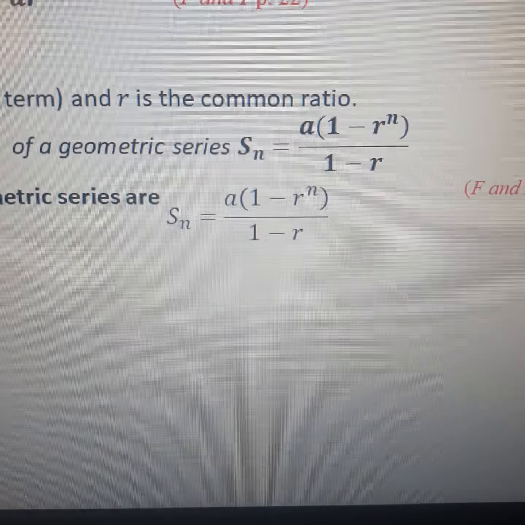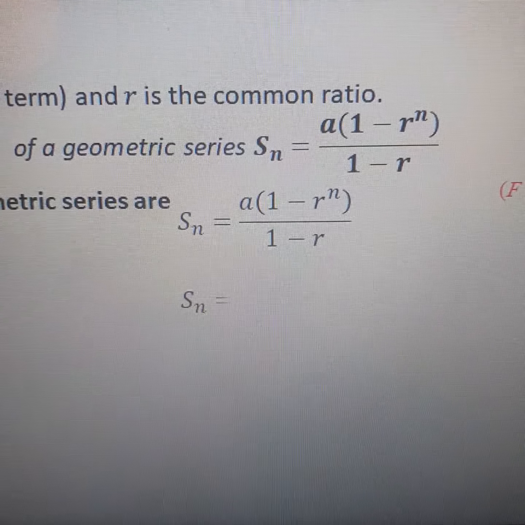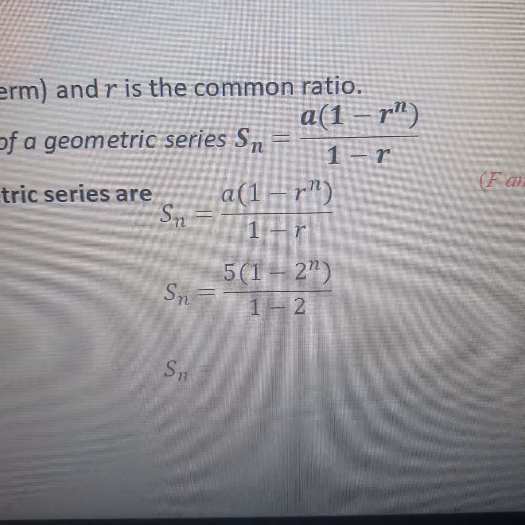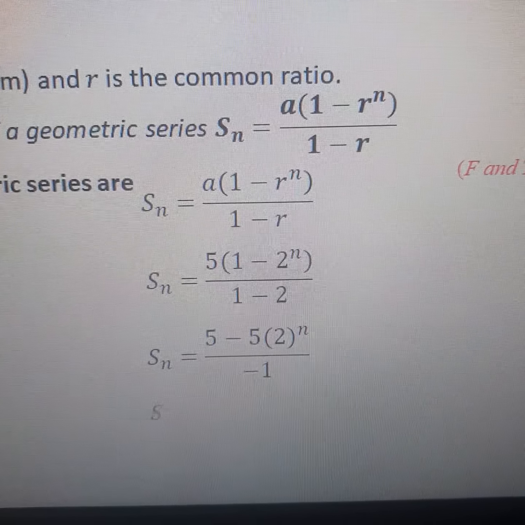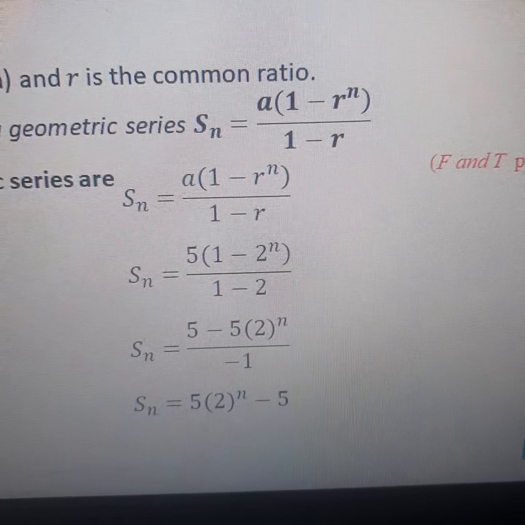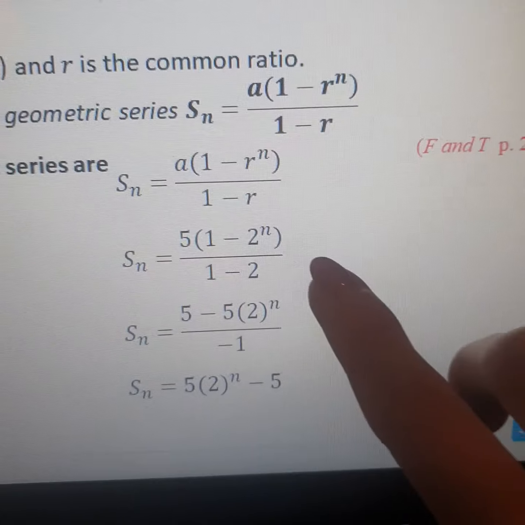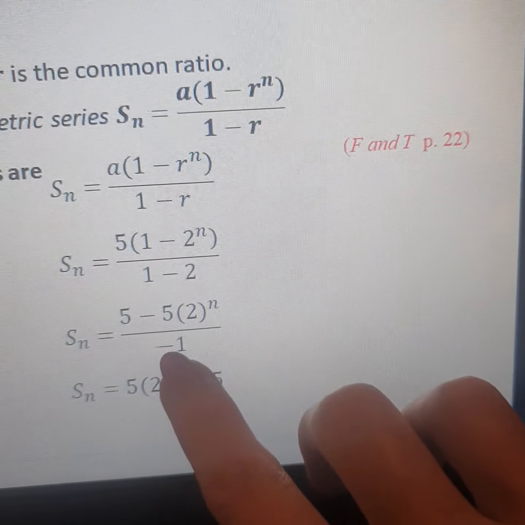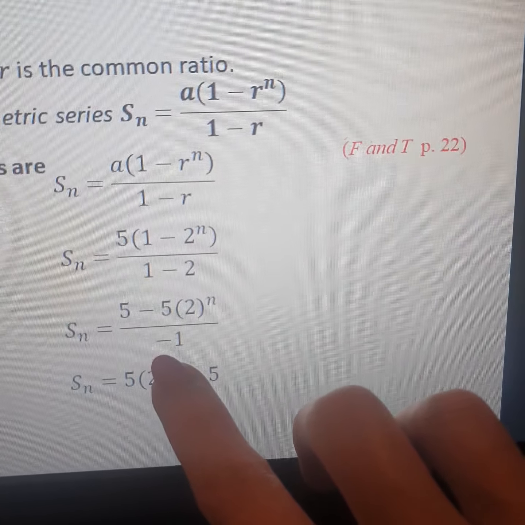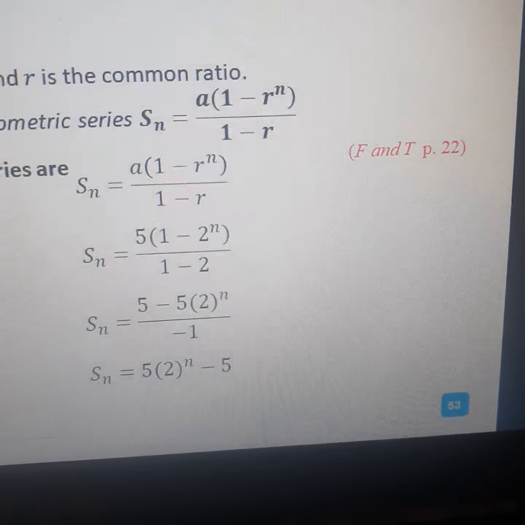Then let's do Sn. Okay, so again, this first term is going to be a, the common ratio is going to be r. So fill in what you can, simplify it, and you get Sn is equal to 5 times 2 to the power of n minus 5. So all I've done here is just multiplied across by minus 1 to get rid of the minus 1 underneath here. If you multiply across by minus 1, that will get rid of that, and then simplify then to this.